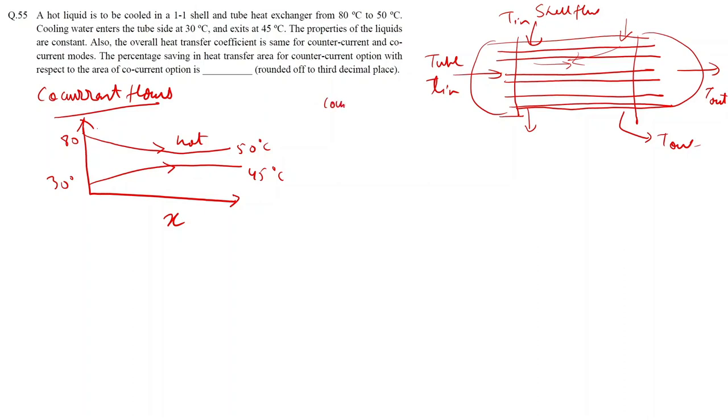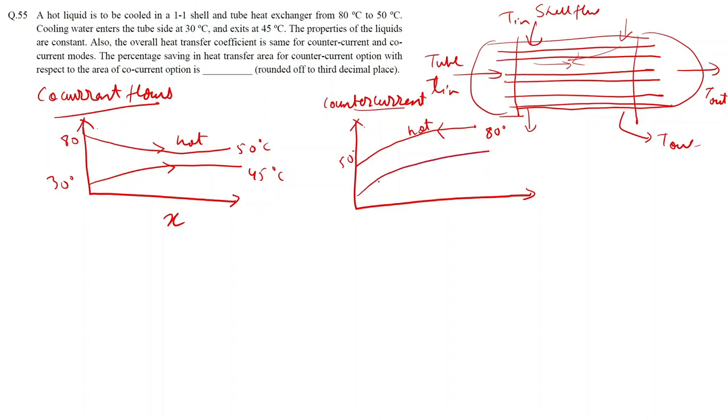Similarly, for counter current, we can draw the profile as follows, where the direction will be opposite. The temperature of the hot fluid will decrease from 80 degrees Celsius to 50 degrees Celsius. The temperature of the cold fluid will increase from 30 degrees Celsius to 45 degrees Celsius. And the direction will be opposite to the first one.